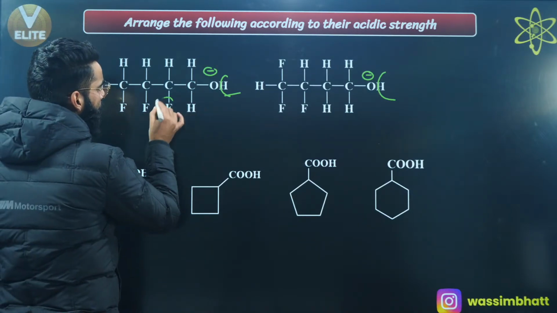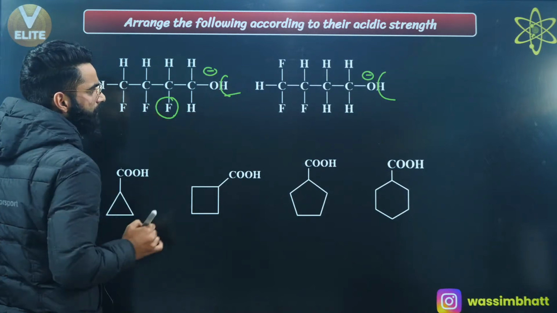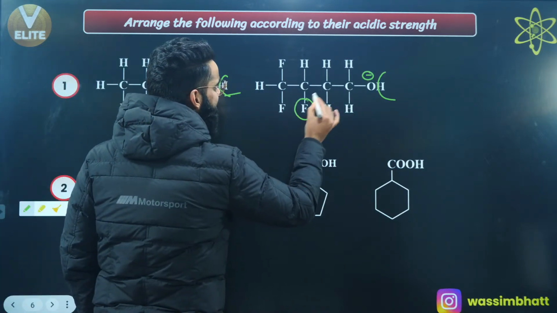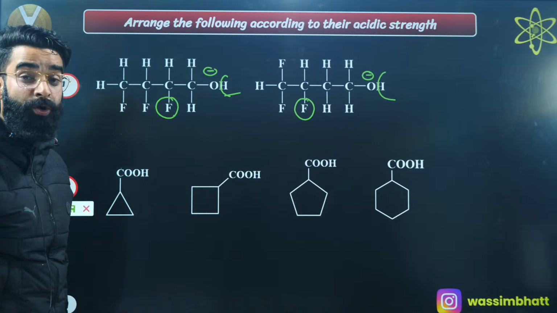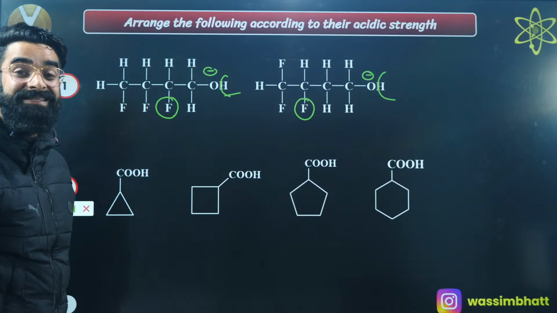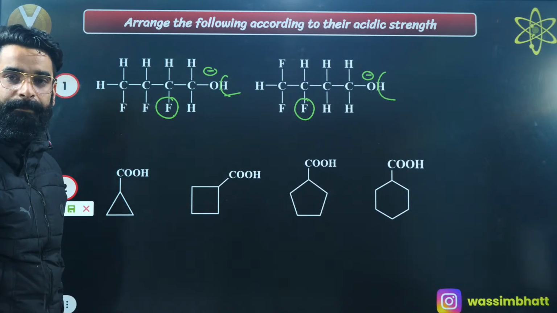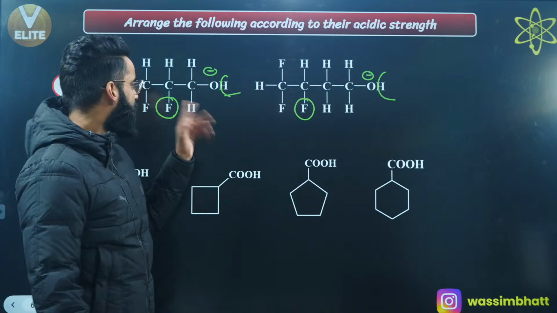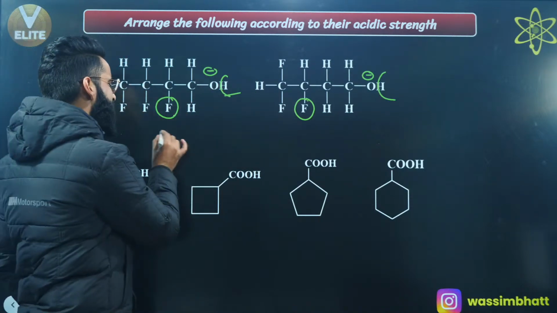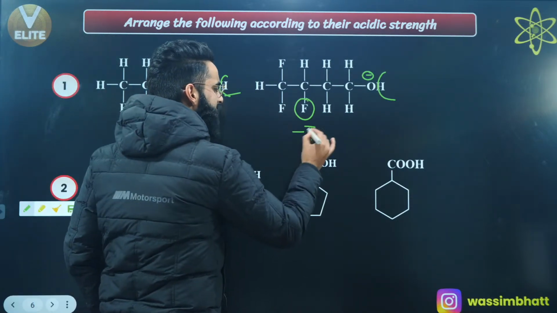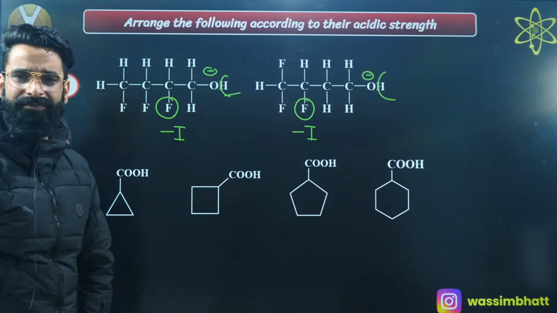Over here, fluorine is attached with the second carbon, right? Over here, fluorine is attached with the third carbon, right? And we know inductive effect is distance dependent, right? So first of all, fluorine is going to show minus I power. It's going to show minus I effect. It's going to attract the sigma electron density towards itself, right?